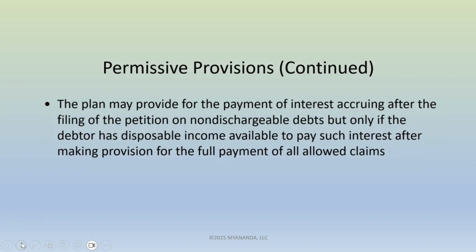So the plan may provide for the payment of interest accruing after the filing of the petition on non-dischargeable debts, but only if the debtor has disposable income available to pay such interest after making full provision for the payment of all allowed claims. I know it's a lot of complicated stuff. To be perfectly honest with you, know the mandatory provisions. There are a lot of permissive ones under Chapter 13 and Chapter 12. You can sit and try to memorize all of those or make a short list of these long statements, but really the mandatory provisions, when you've got that, you're doing well.